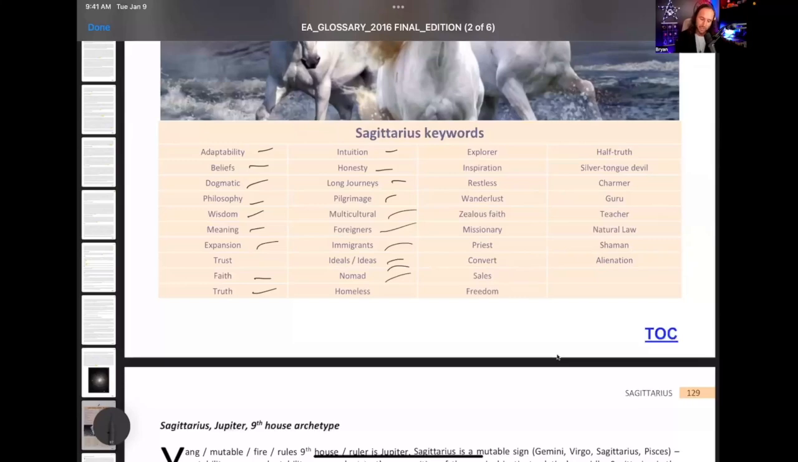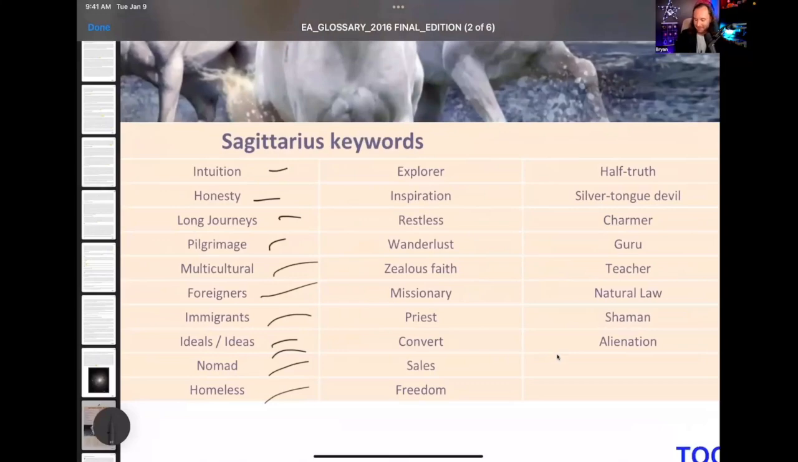The nomad, the journeyer, someone who's just kind of on the go all the time, like definitely changing a lot of things up with Jupiter. Homeless. I don't know. Maybe if they're a nomad, right? Or constantly traveling and on the go, which Jupiter can be, but not necessarily. Exploring, inspiration, a restlessness, wanderlust. Freedom is a big part of Jupiter.